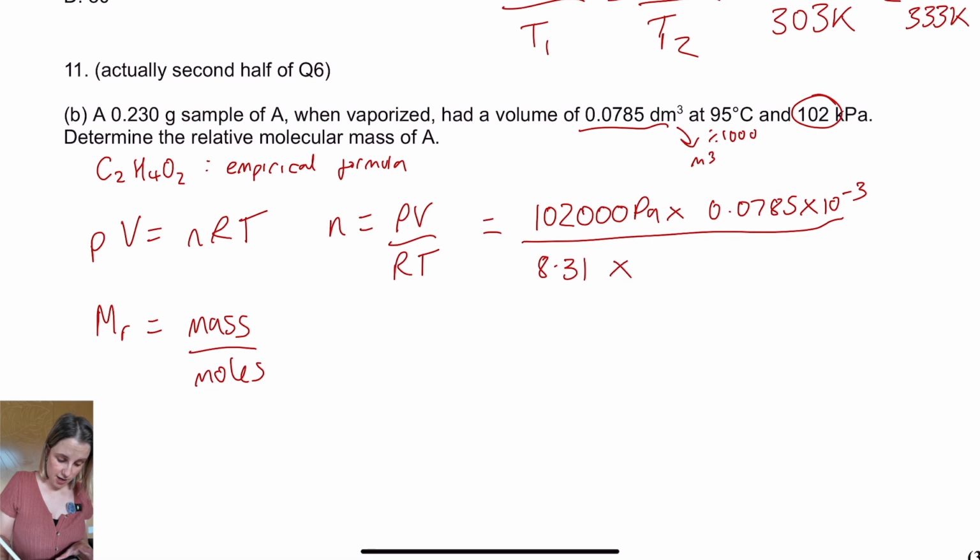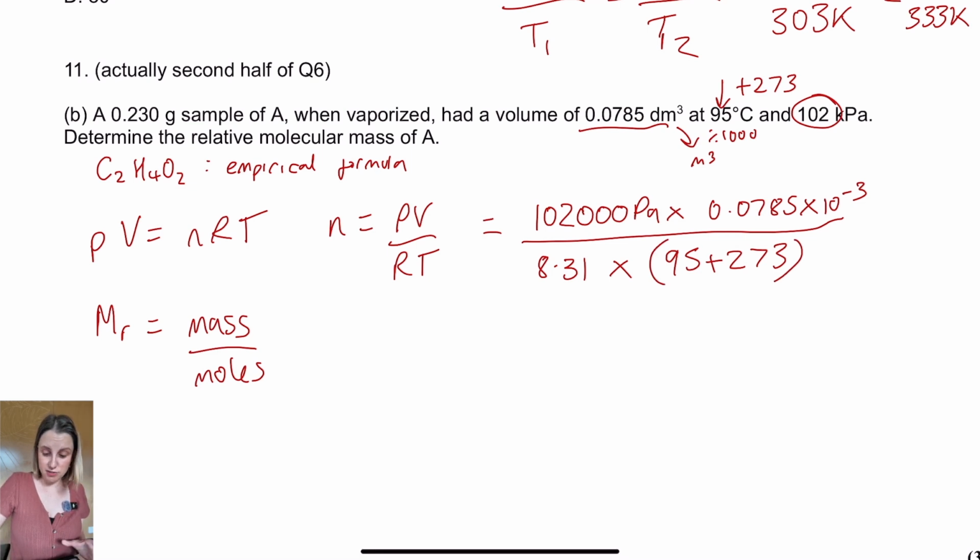And then we're going to times that by the temperature, which is here, 95. We're going to plus 273 to get that into Kelvin. So lots of unit changes here, and that's probably the point you're most likely to make a mistake. So just be really confident on those units. This comes out as 2.62 times 10 to the minus 3 moles overall.